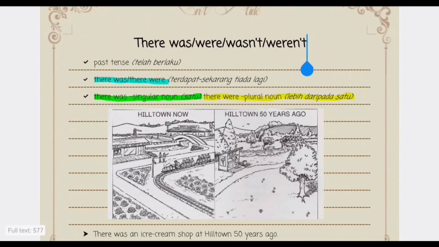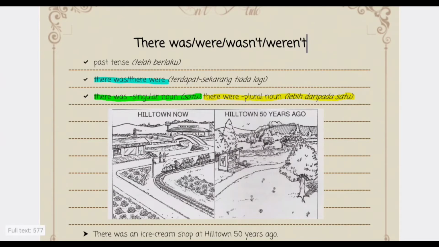Morning class. So for today's lesson, we are going to learn the phrase there was, there were, there wasn't, and there weren't. So what do they mean? Apa maksud perkataan-perkataan ini? So if you look at these words, was, were, wasn't, weren't, semuanya menunjukkan past tense. Past tense bermaksud sesuatu yang telah berlaku, yang telah berlaku dan sekarang tiada lagi.